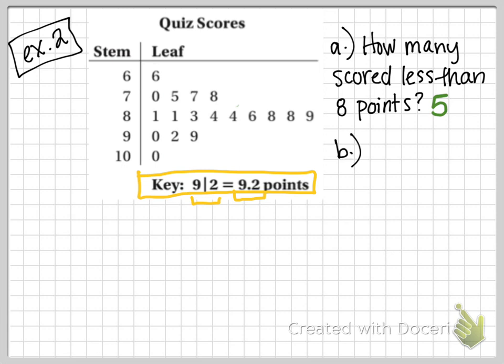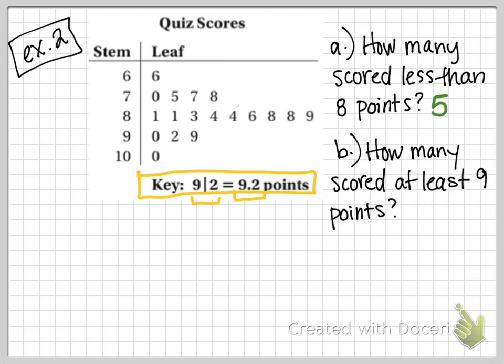What about letter B? How many students scored at least 9 points?